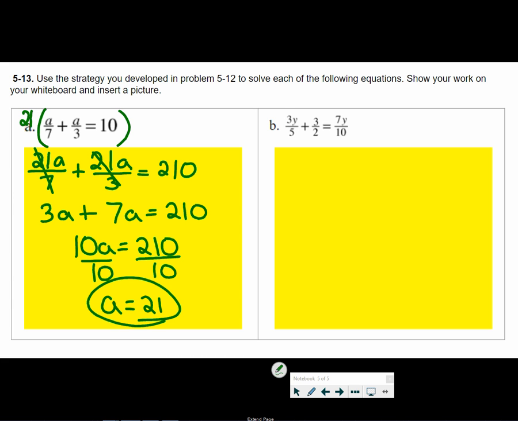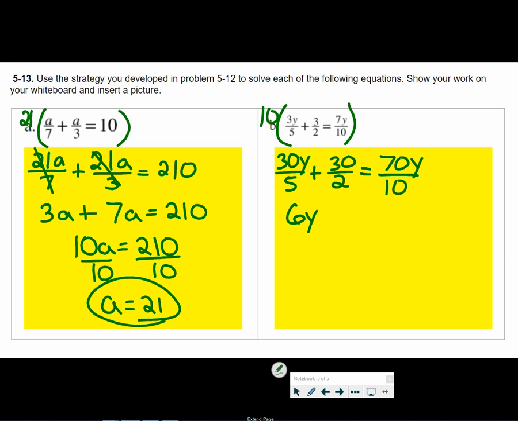Okay, for B, my common denominator is going to be 10. So I multiply everything by 10. So I'm going to get 30y divided by 5 plus 30 divided by 2 equals 70y divided by 10. So I get 6y plus 15 equals 7y. Subtract 6y from both sides. I get 15 equals y.